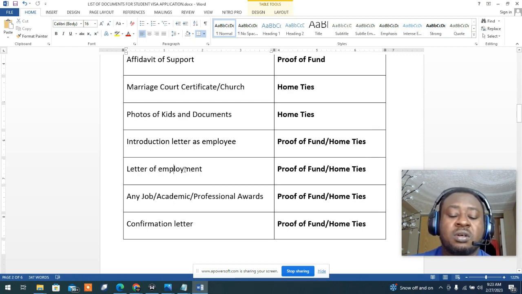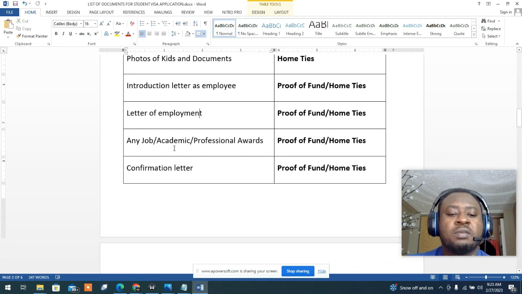All the places you have worked, or maybe the current place you're working, the letter for employment, it's good you upload it. It's a sign of proof of fund, and also home ties. When we say it's a proof of fund, it means that maybe you'll be receiving your salary even while you are studying. Maybe you are doing a 1 year course, so they're expecting you to come back as soon as possible. So maybe they'll be paying you as you travel.